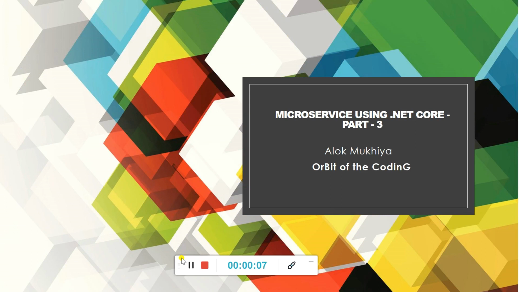I am Alok Mukhya and today I am going to explain microservices using .NET Core Part 3. In this session I am going to explain how to create a microservice application using API gateway and Ocelot packages.